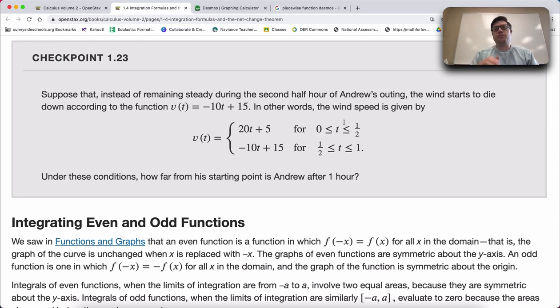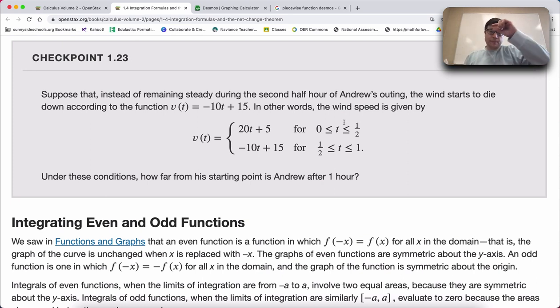In that previous example, the person is using the wind and an ice boat to go sailing across a frozen lake. What we have here is a slightly different context. If you want to see both contexts, check out the example from the book, from our section. Here we've redefined the function. We see that we have a piecewise function.